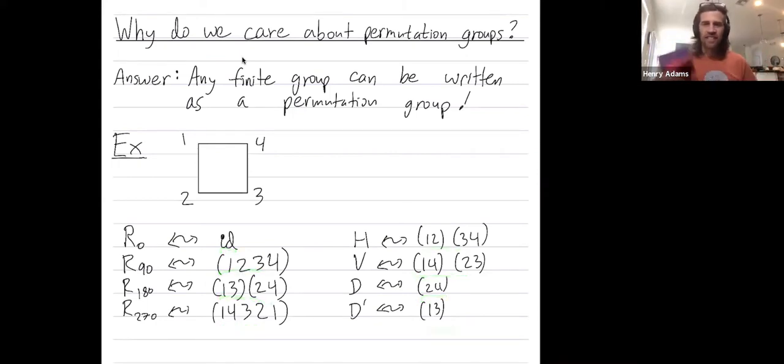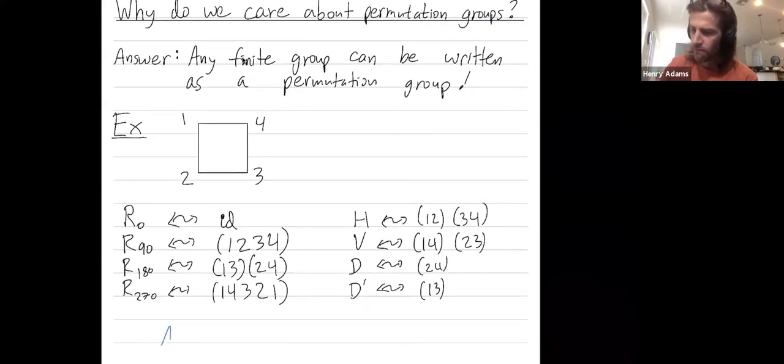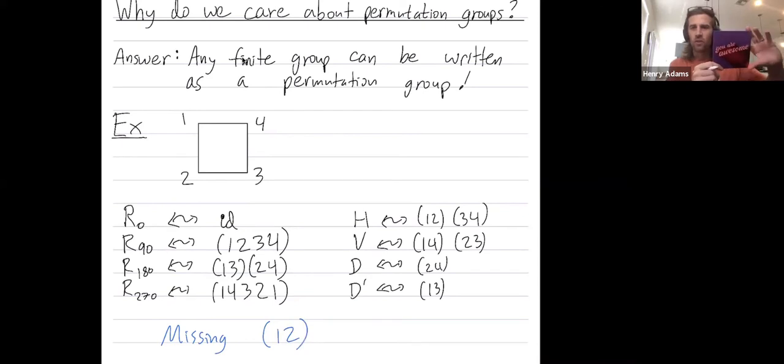So I haven't written down all of the elements of S4. What's a permutation that's missing? We're missing the permutation (1 2). Why don't I have this permutation (1 2)? Why can't I swap just 1 and 2 without swapping the others? Well, I don't want to destroy my card, so I'm going to use a piece of paper.